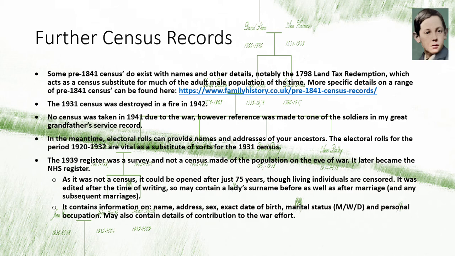Unfortunately, after the 1921 census, we find that the 1931 census was destroyed in a fire in 1942. So unfortunately, even after 100 years when that's opened, there's nothing to open because it got destroyed in a fire due to the Blitz. No census was taken in 1941 due to the war. However, in my great-granddad's service record, it does mention a 1941 census, which potentially was a census of the men, but that's not the same as what we're looking at here.